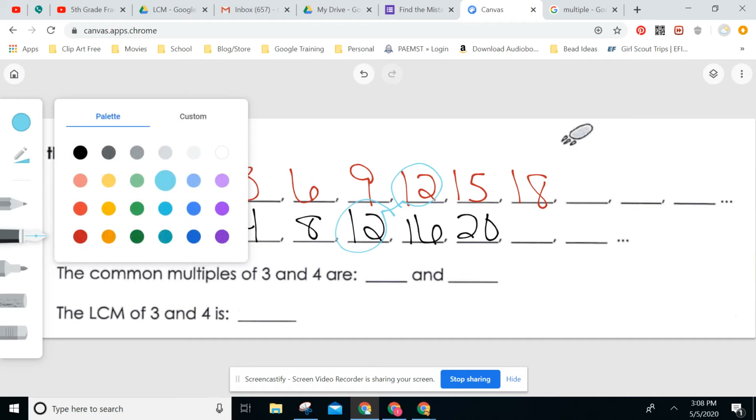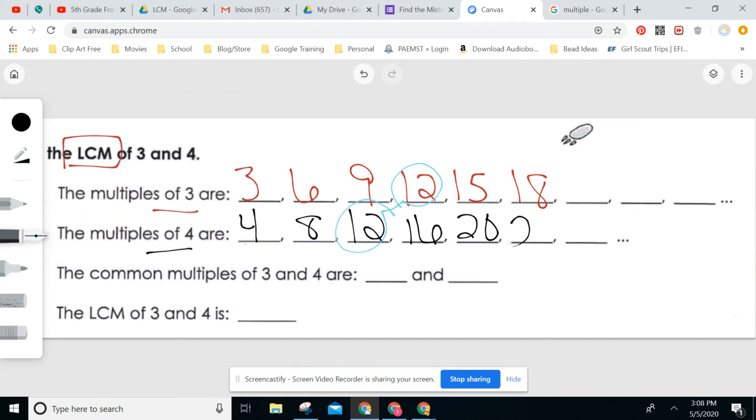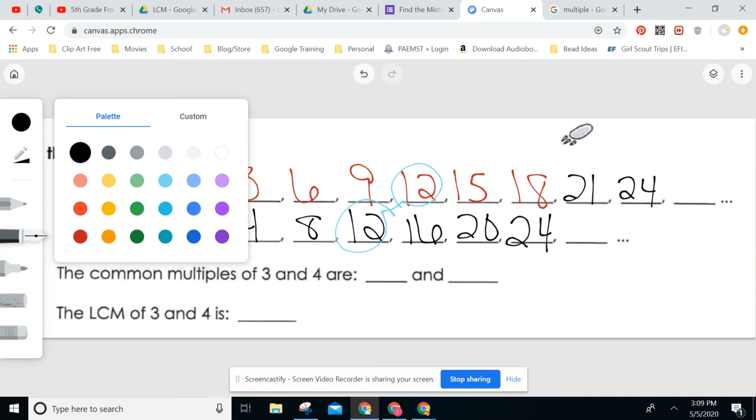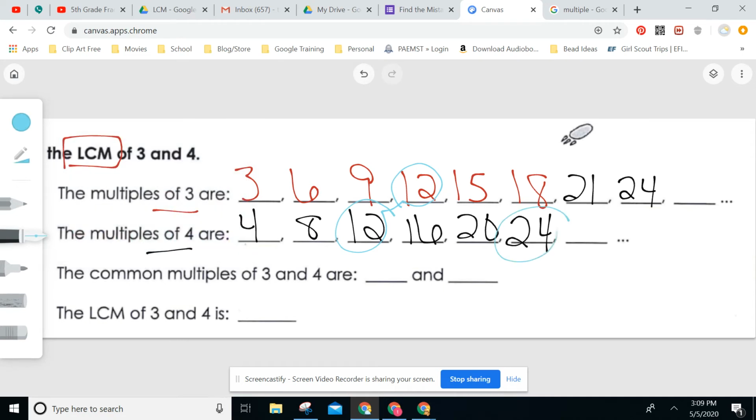If I wanted to keep going out just so I could see another multiple, I know that another multiple of 4 is 24. And another multiple of 3, 18, 21, 24. So that way I can see that there are more than just one multiple, okay? So 12 and 24 are both multiples.